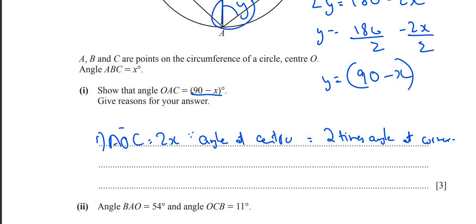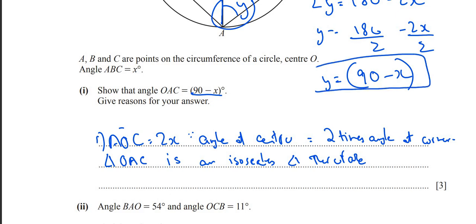So you will say that triangle OAC is an isosceles triangle. Therefore, and you can show this working after this in your answer. Alright.